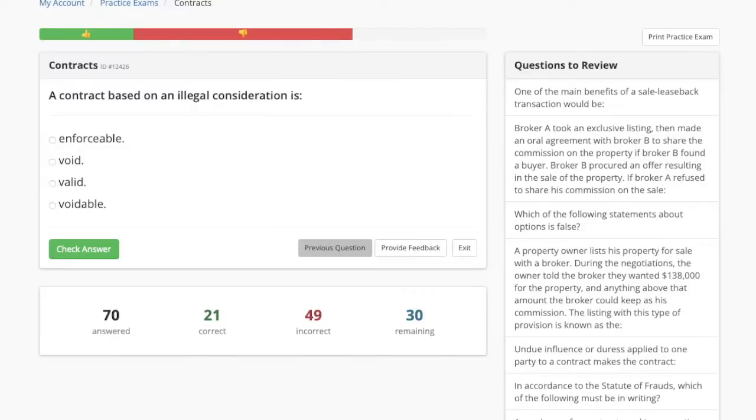A contract based on a legal consideration is: A, enforceable; B, void; C, valid; D, voidable.